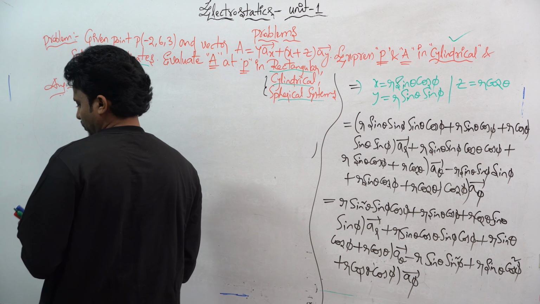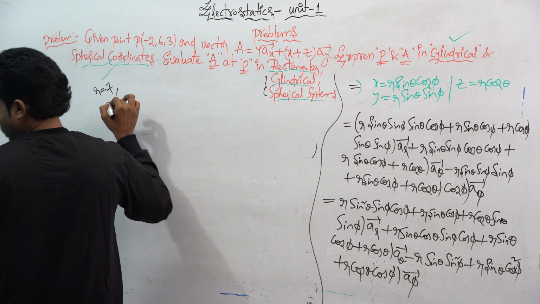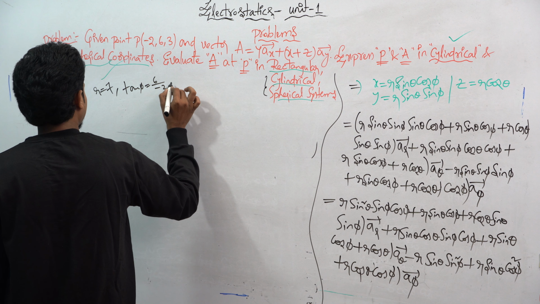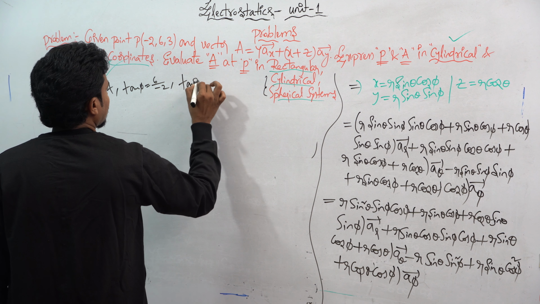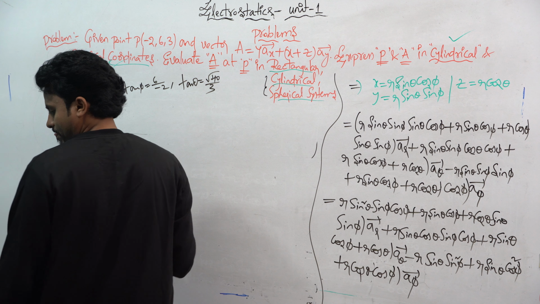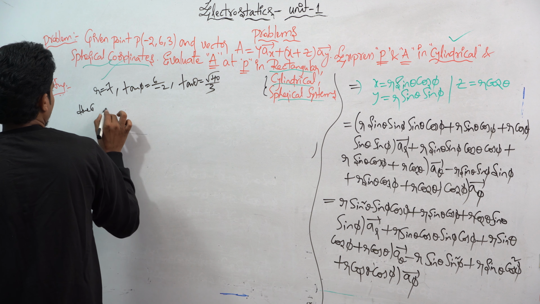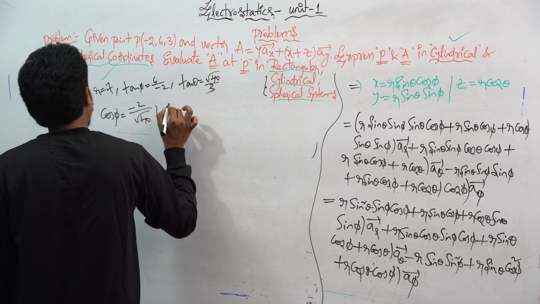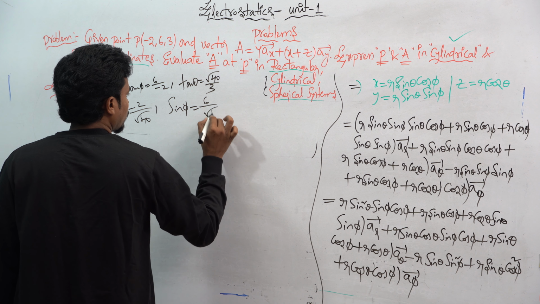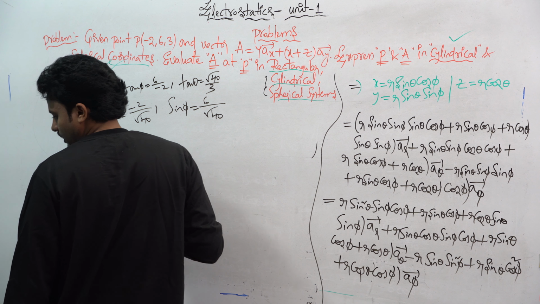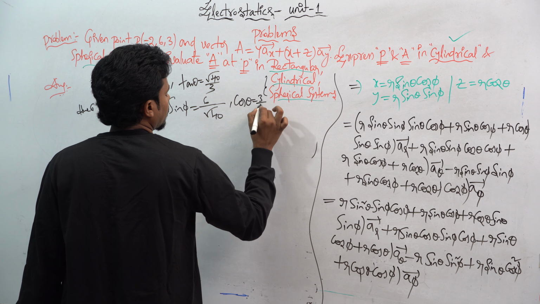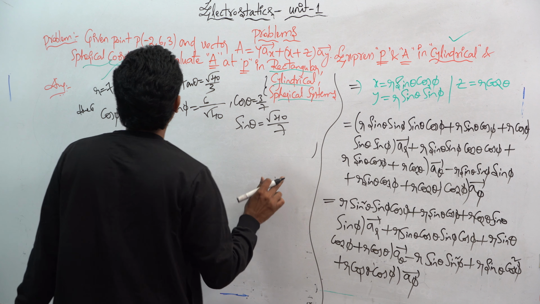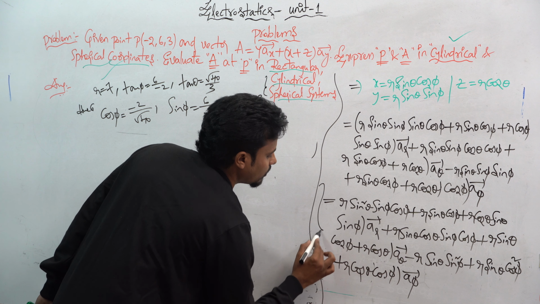So how much will you get? You will get r as 7 from the previous, tan phi will be 6 by minus 2, as well as tan theta is equal to root 40 divided by 3, and hence cos phi is equal to minus 2 divided by root 40, and sin phi is equal to 6 divided by root 40, and cos theta is equal to 3 divided by 7, as well as sin theta is equal to root 40 divided by 7. Okay, put all of those values here.